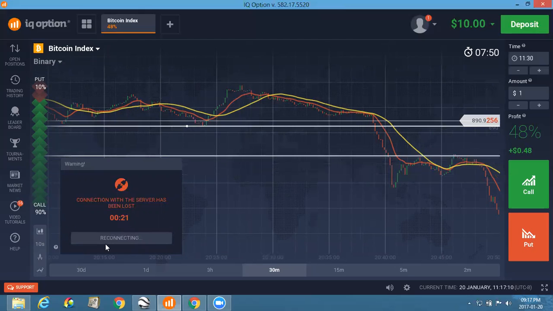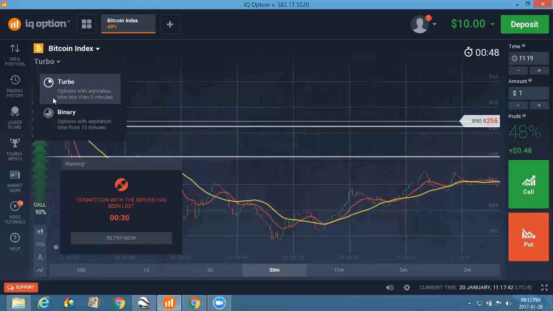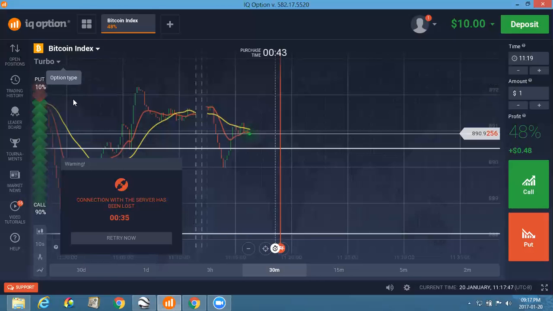Firstly, guys, before we go anywhere, your time interval should always be on 10 seconds, which means after 10 seconds, there's a new candle forming. Time interval should always be on 10 seconds. And your platform should always be on turbo, okay? Always on turbo, never on binary.